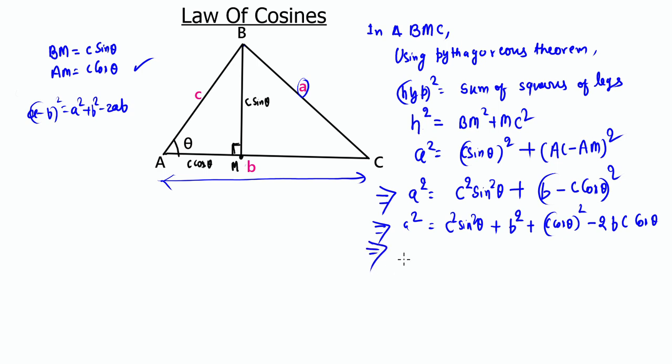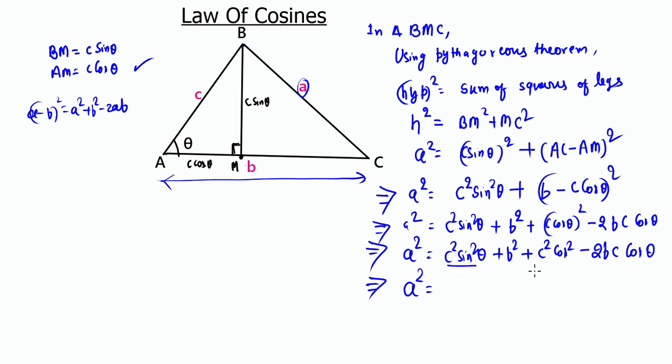Now it is almost done. So a squared is c squared sine squared theta plus b squared plus c squared cos squared theta minus 2bc cos theta. Now we can group c squared sine squared theta and c squared cos squared theta together: c squared sine squared theta plus c squared cos squared theta plus b squared minus 2bc cos theta.